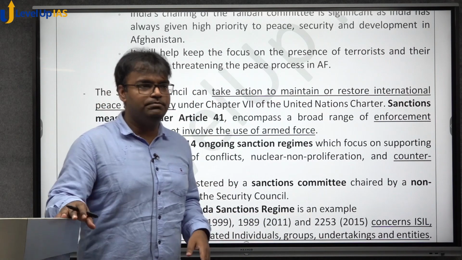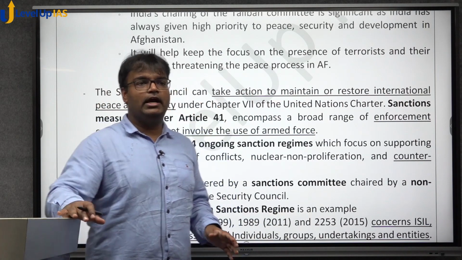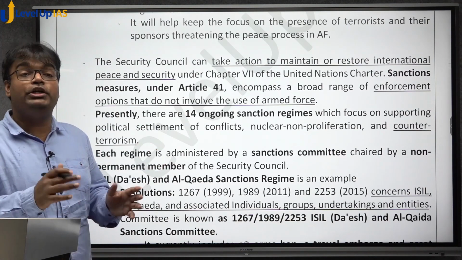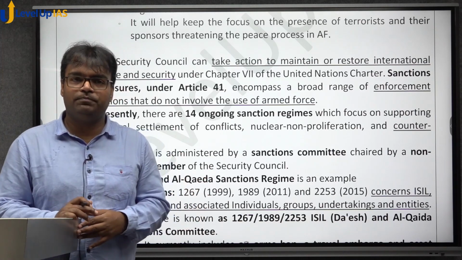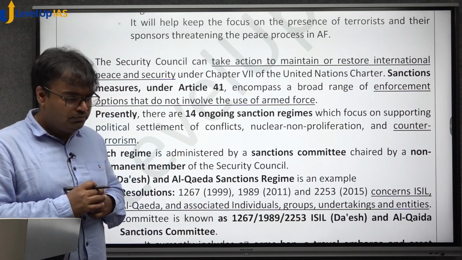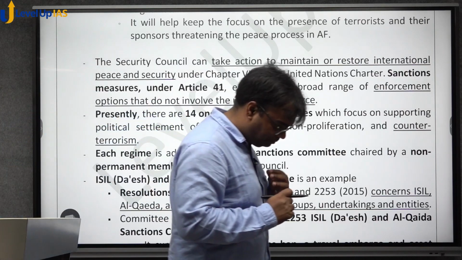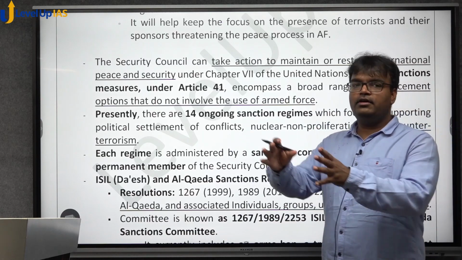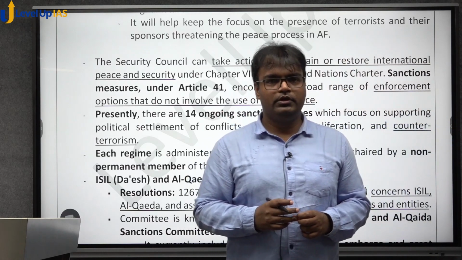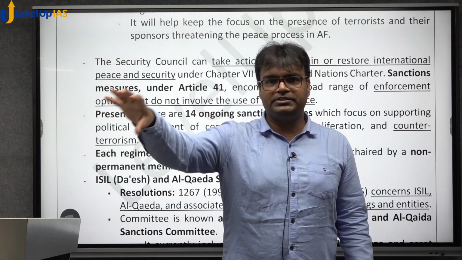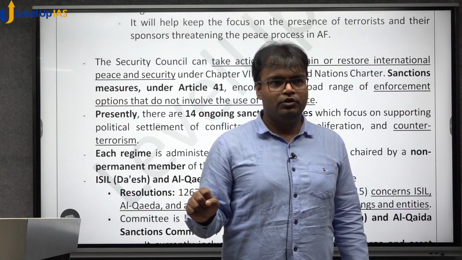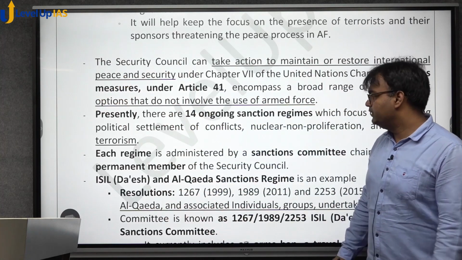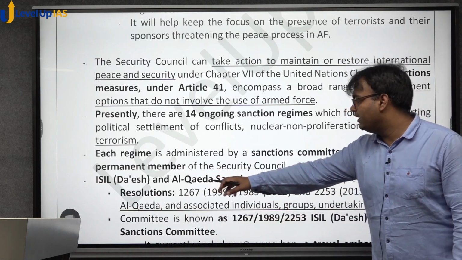Under this sanction regime, UNSC has identified 14 different kinds of sanctions or 14 different sanction regimes. Now, to understand this sanction regime, understand this. Suppose there is an XYZ terrorist organization and UNSC wants restrictions on them. So there are sanction regimes which are there. For example, there is the ISIL and Al-Qaeda sanction regime.